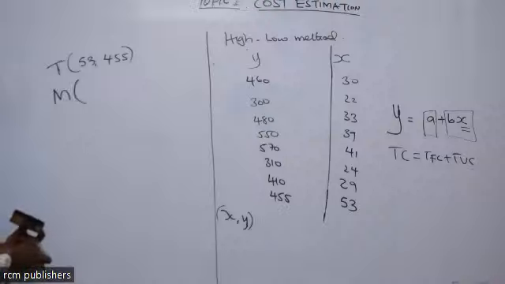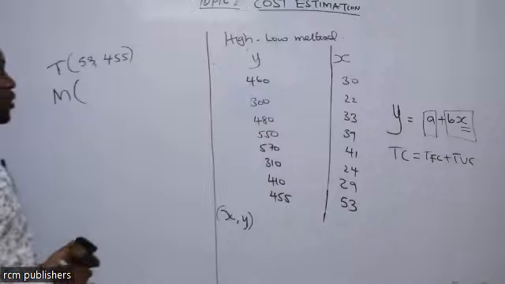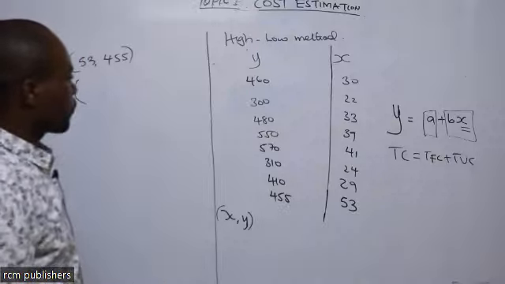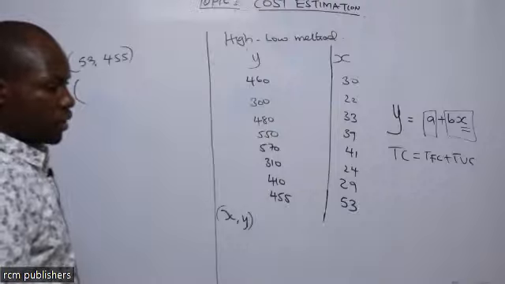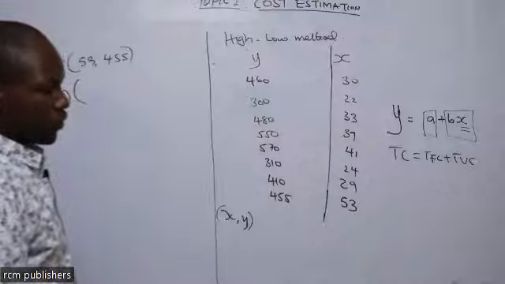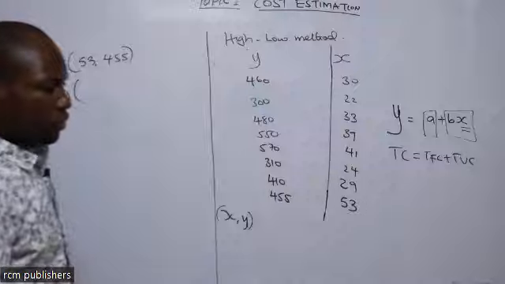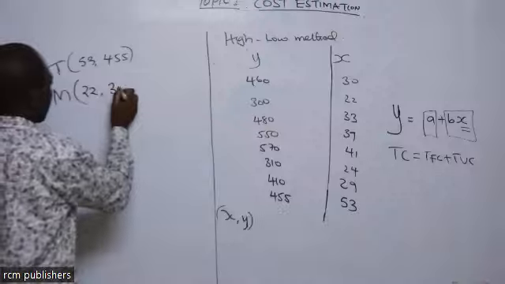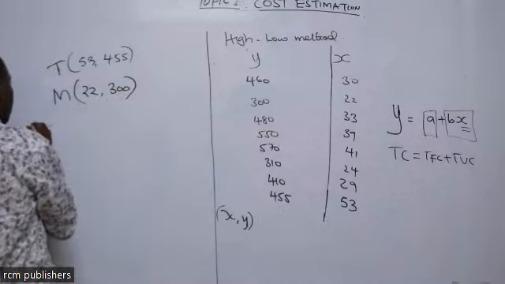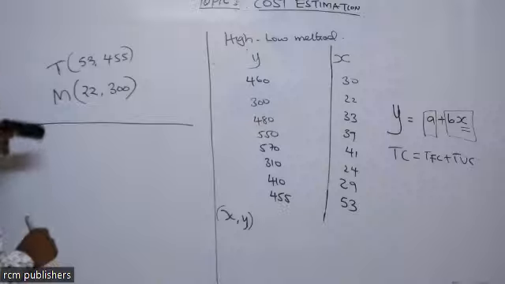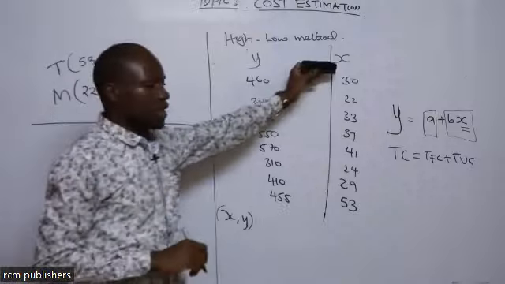Can someone give us the combination of the lowest value? Which one are we going to have? 22, 300. So that is set A of somebody who has started considering this highest and lowest value starting from the x side.